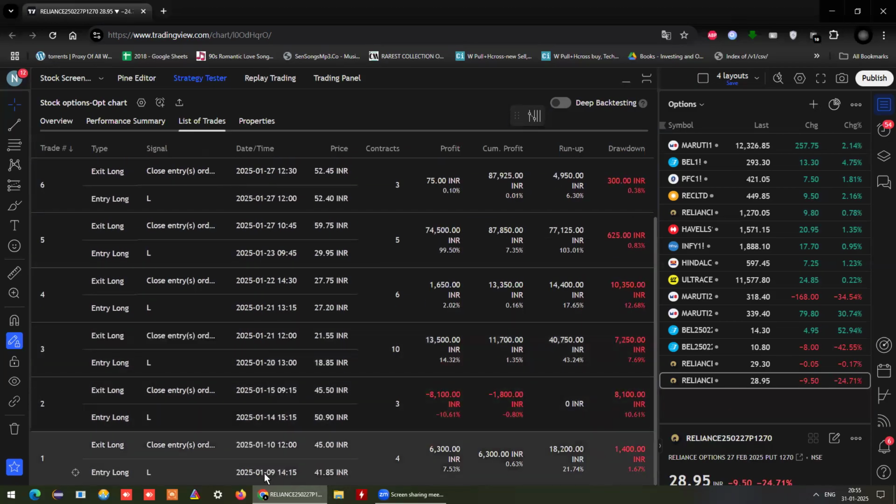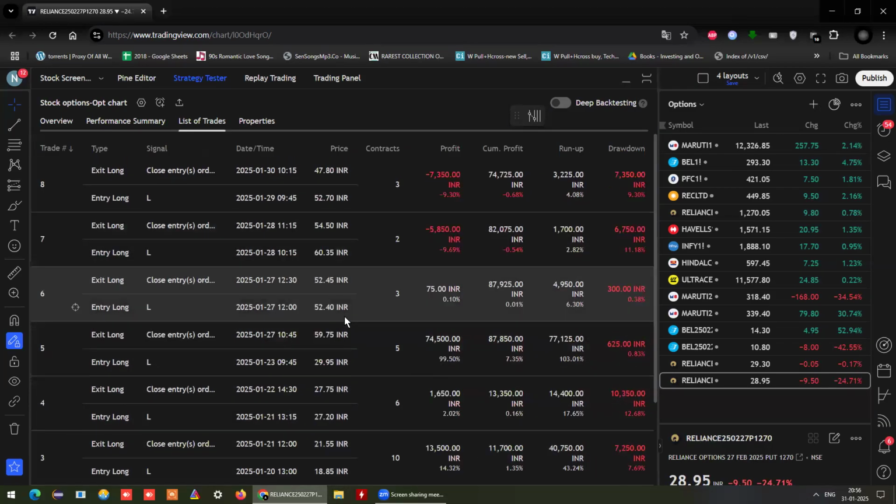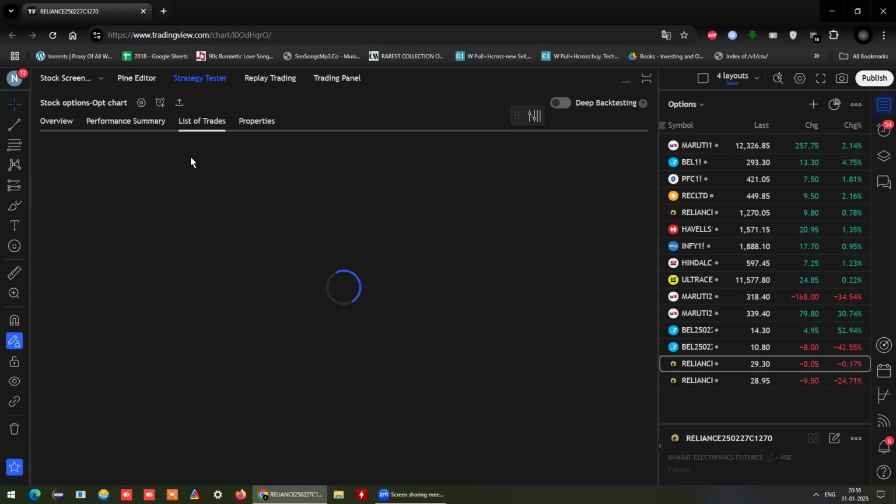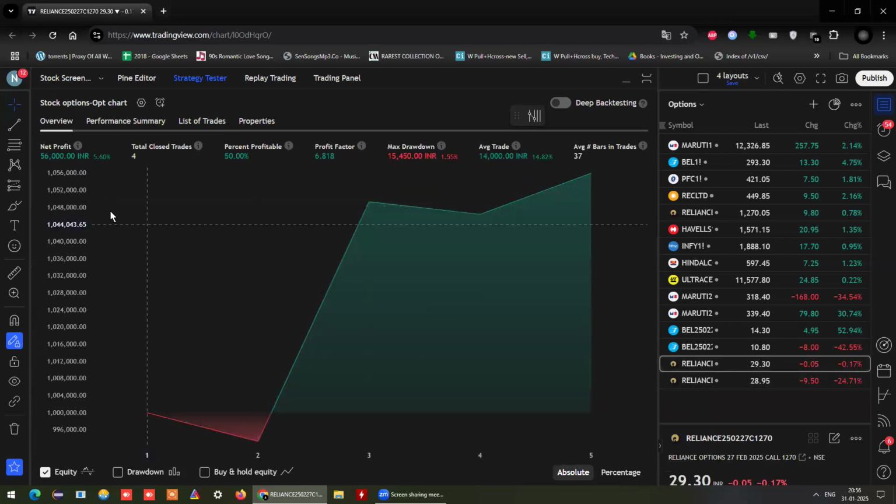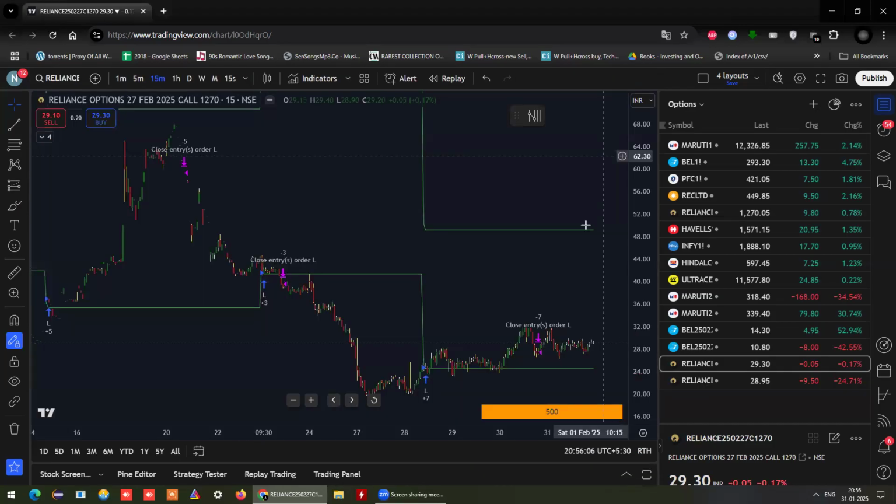From January 9th. And then again, let's take the other one. It also gave you 56,000 rupees profit. This is on a capital of 1 lakh rupees. As you can see, it will show you the number of lots. Here it took 7 lots. Here it has 3 lots because the price is more.